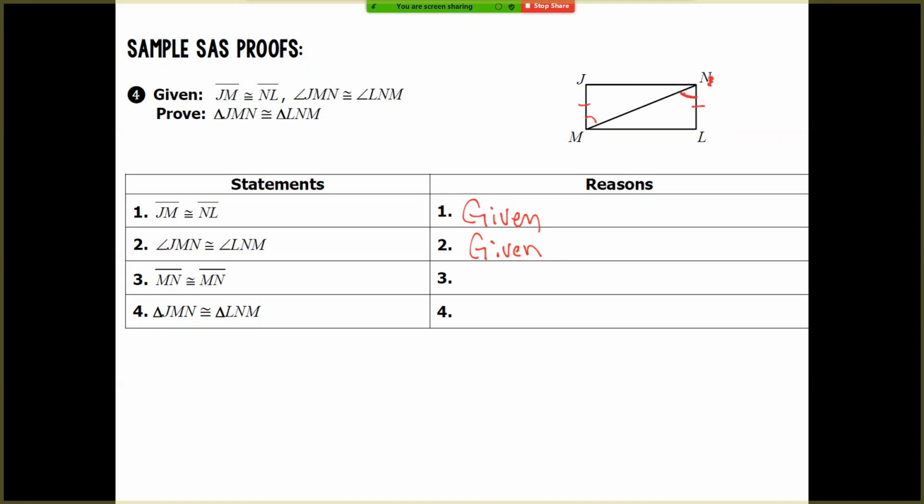Statement number 3 tells me that MN is congruent to MN. That's talking about this line right here that's shared between the two triangles. That's because of the reflexive property. Remember, any segment is congruent to itself. So MN is congruent to MN. For a reason, we just say that it's the reflexive property. And now we have a side, an angle, and a side. The angle is included between those two sides, so the two triangles are congruent by side, angle, side.